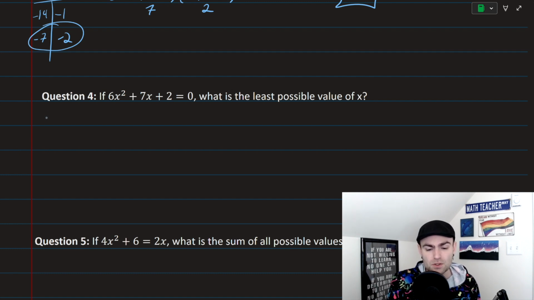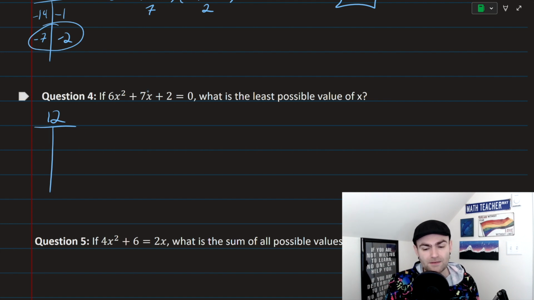So 6 times 2 is 12. That's going to be the top of my t-chart. And I want to list the factors that add to 7, so I'm just going to keep them all positive. We have 12 and 1. We have 6 and 2. We have 4 and 3. And the one that we want is the 4 and the 3.